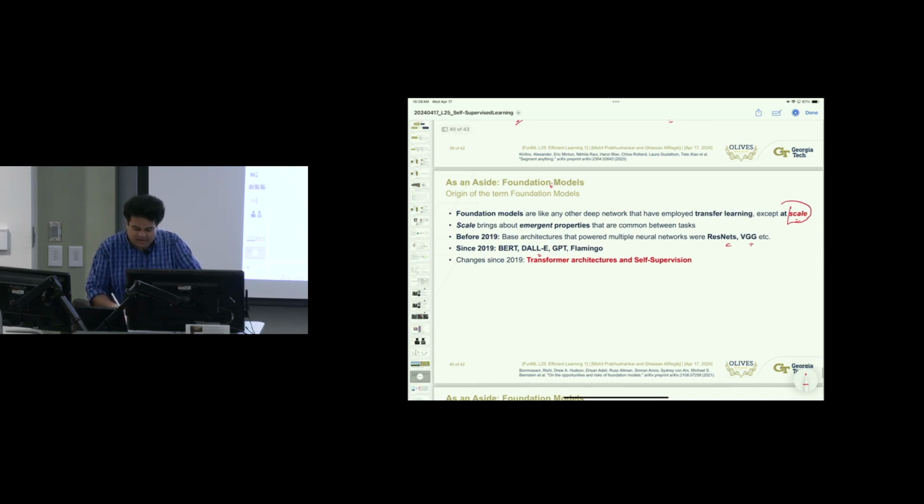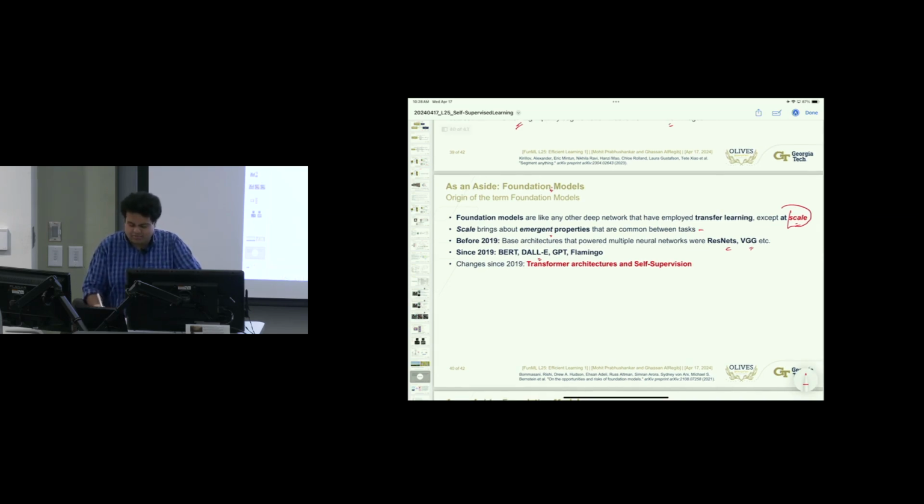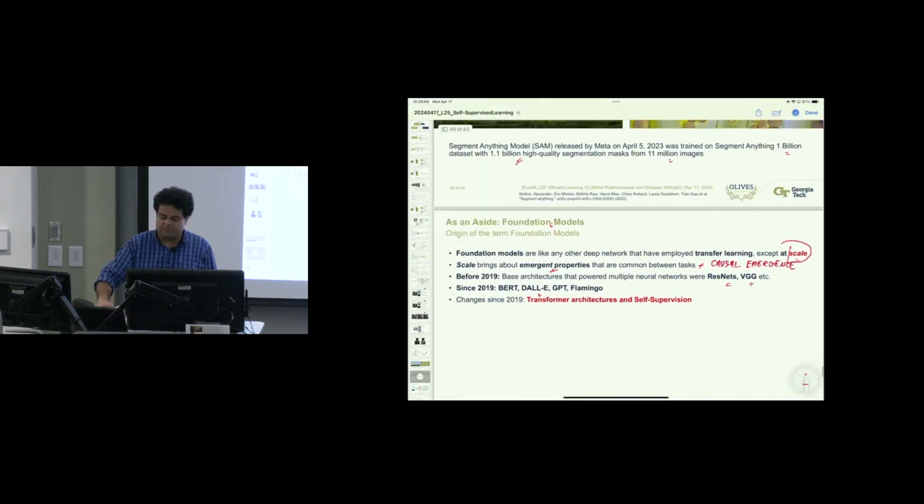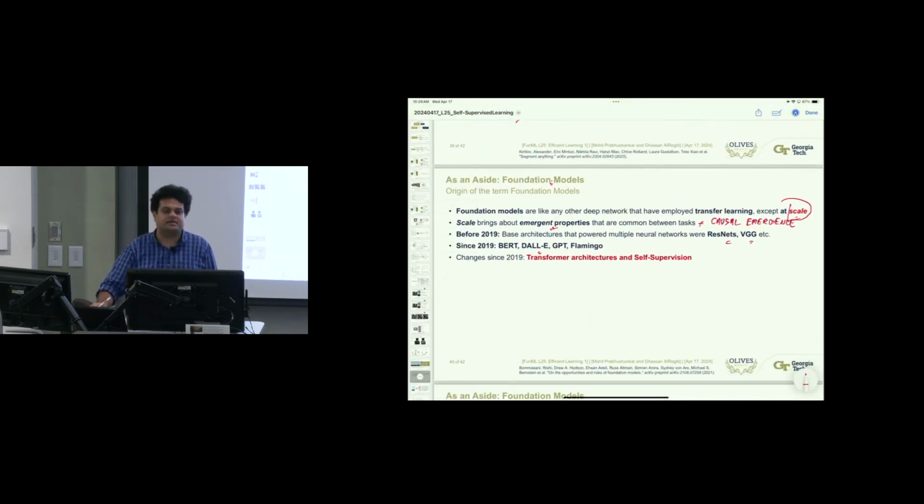This here, I've written as if it is true, but in most cases it is not, or at least there's not very good evidence for it. Scale brings about emergent properties that are common between tasks. The idea of emergent properties is something called causal emergence. It's beyond the scope of this class. Again, these last three slides are not something you will find in the exam.